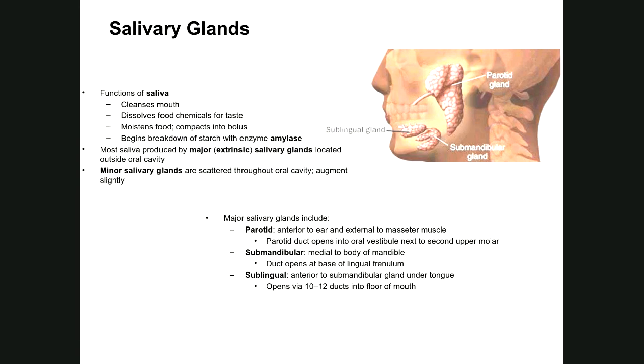We move to the salivary glands. Salivary gland functions: clean the mouth, taking away bacteria, so it has an antibacterial effect. Dissolve food chemicals for taste, moisten food, and make it into a bolus. At this time, we are not calling it chyme yet, okay?